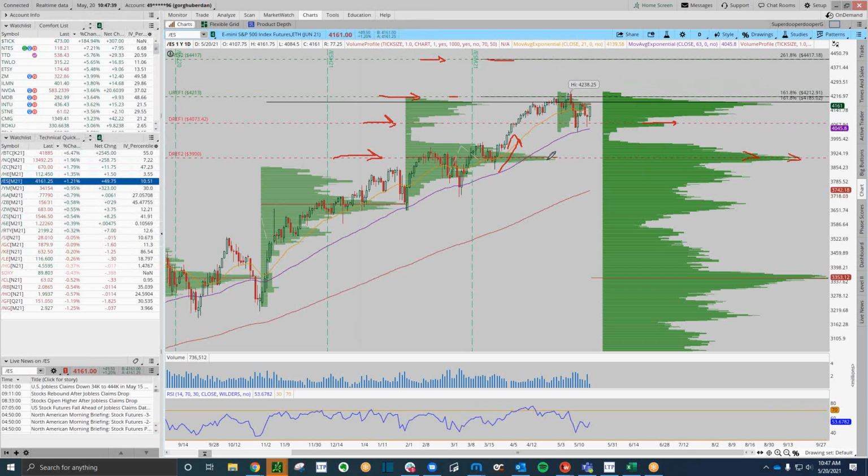Again, it doesn't mean that we have to necessarily act at those levels or need to be acting at those levels, but it's something we want to be aware of in the coming sessions, that if we start to come in and tag these levels, we need to be looking at them and monitoring them for certain trades.